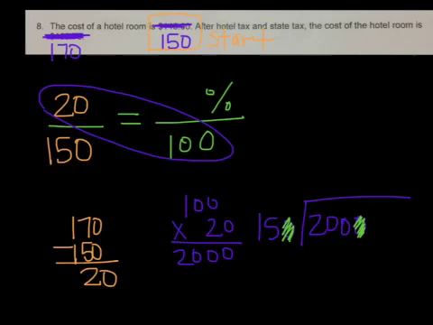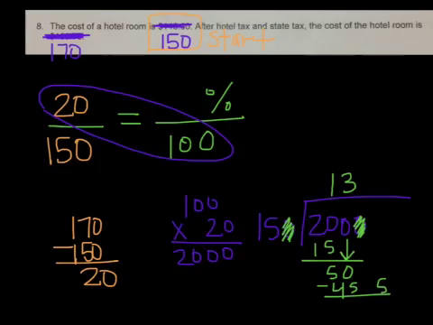Now I'm going to divide 15 into 200. 15 can go into 20 one time. So I'm going to subtract 15. I get 5 left over. Bring down the 0. 15 can go into 50 3 times. 3 times 15 is 45. When I subtract, I get a 5 again. If I were to bring down another 0, I would still be getting 50. So this answer is going to be 13.3 repeating.